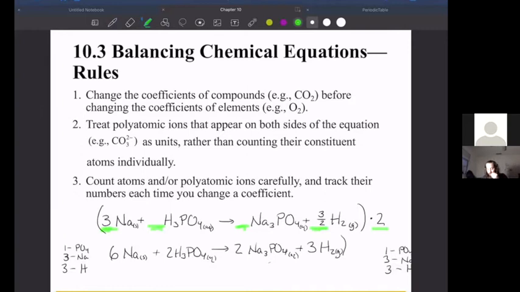And that's how I was able to balance my equation, because now I have effectively just increased all of these numbers by a factor of 2. So 2, 6, and 6 on this side. And then same thing over here, 2 phosphates, 6 sodiums, and 6 hydrogens. So if you do get to a place where everything's balanced, but you have a fraction, that's a really easy situation to take care of.